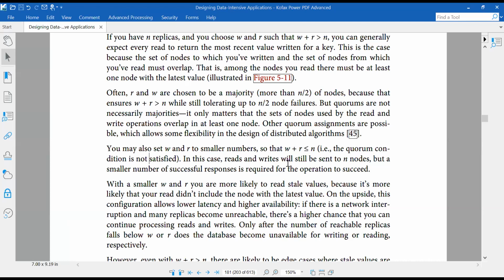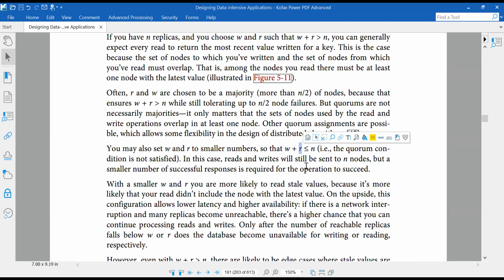But it will give you stale data also, right? At times, W plus R less than or equal to N, yeah, it can give you stale data also. It depends. If my R is 2 and from the 2 nodes, one is the latest, it will work out. But yes, you can get the stale data.